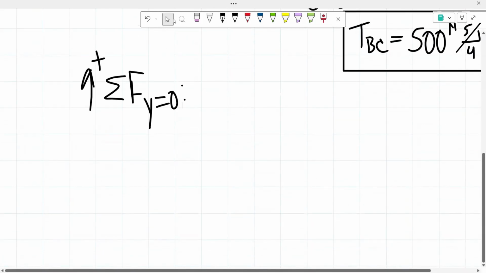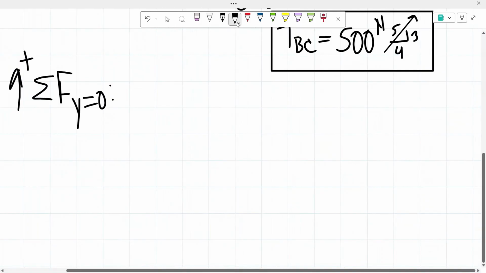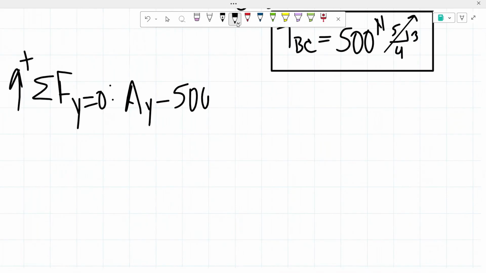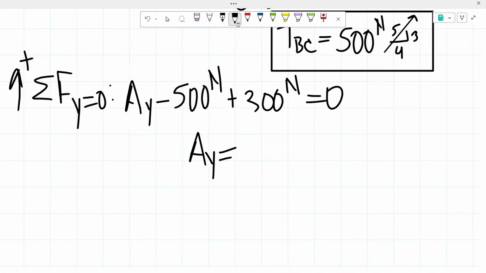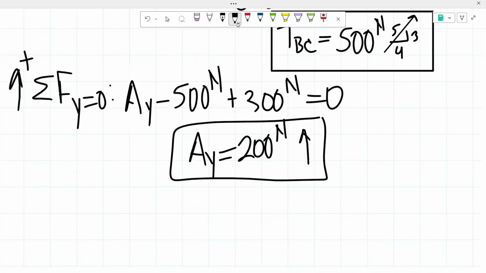So that's going to be positive. So we have positive AY minus 500 newtons plus 300 newtons. We know that all of that has to equal 0. So we end up getting that AY is equal to 200 newtons. We ended up getting a positive number, meaning that we guessed correctly. So we do know that AY is equal to 200 newtons acting upwards.